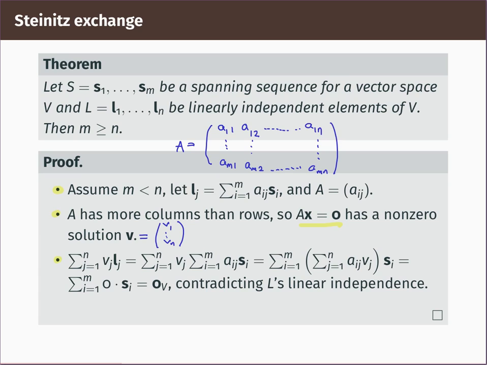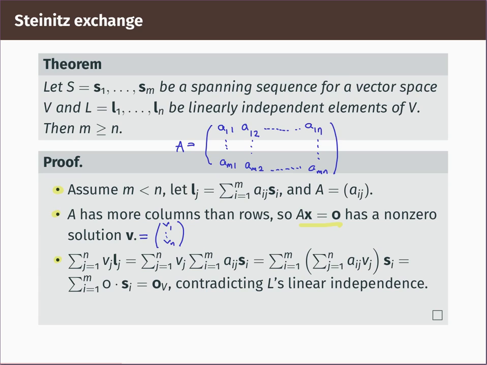We start off by thinking about this linear combination v1 L1 plus v2 L2 up to vn Ln. Now we're going to substitute for Lj. Remember, we wrote each Lj as a linear combination of the s's, and we simply substitute this in. So in place of Lj, you get the sum from i equals 1 to m of aij times Si. Now these are two finite sums, so it doesn't matter which order we add up the terms in. In particular, it's okay for us to swap the sums over and gather together the coefficients of Si. And when we do that, swapping those sums, the coefficient of Si becomes the sum from j equals 1 to n of aij times vj.